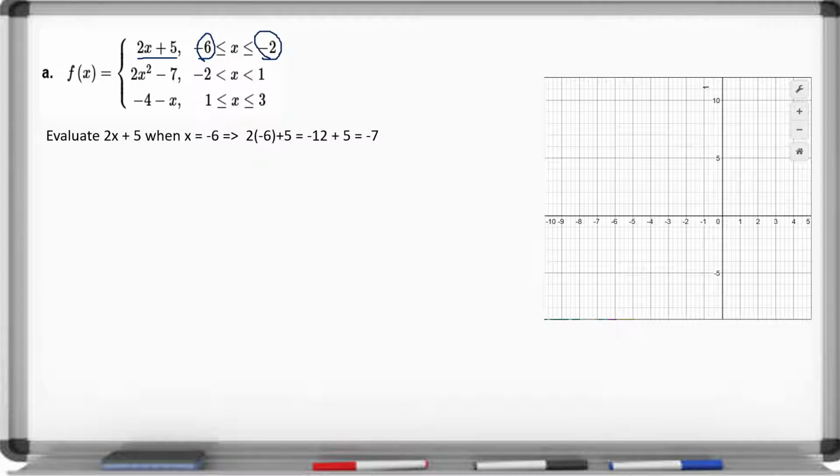So let's look at the negative 6 part first. We're plugging in negative 6 into the function, and we get negative 12 plus 5, or negative 7. This means that our coordinates are negative 6, negative 7. Now it's closed because there's an equal sign underneath the inequality right there.